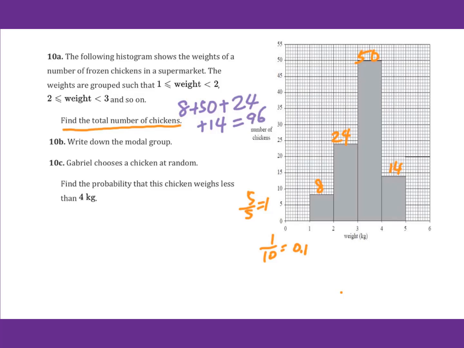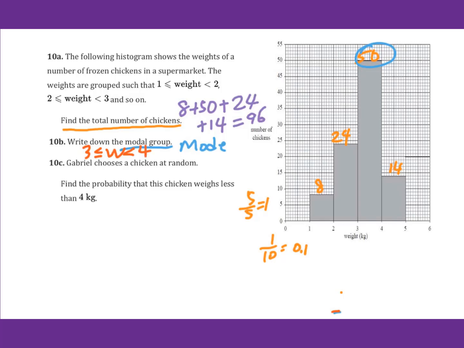Write down the modal group. Modal group means mode, the one that happens most. Definitely this one. So we write down W greater than or equal to 3, less than 4.